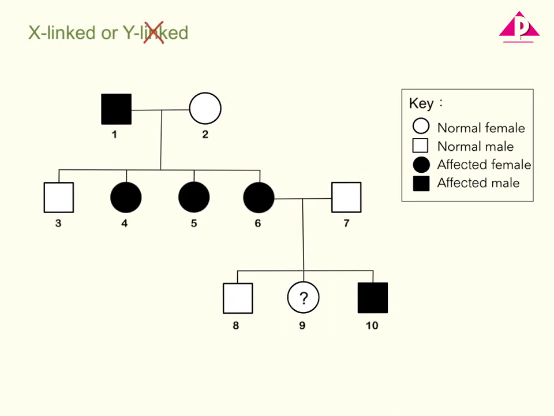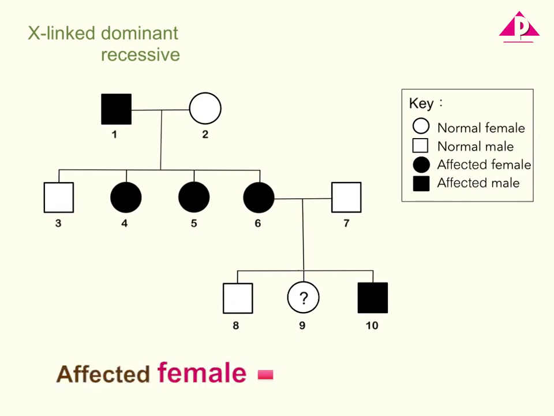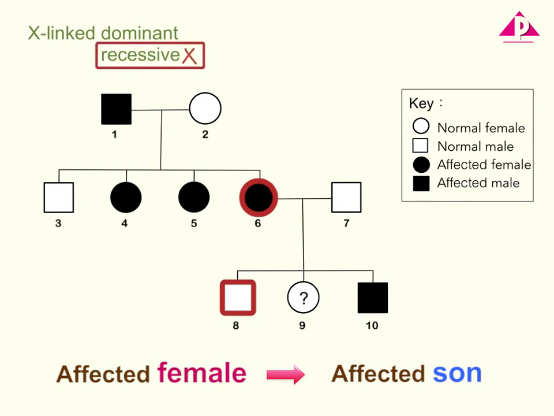Now we know that the disease is X-linked, but we have no idea whether it is dominant or recessive. Here is a little trick. For an X-linked recessive trait, the sons of an affected female must also be affected. Look at generation 2. Individual 6 is an affected female. However, her son, individual 8, is a normal male. From this cross, we know that the disease is not an X-linked recessive trait.